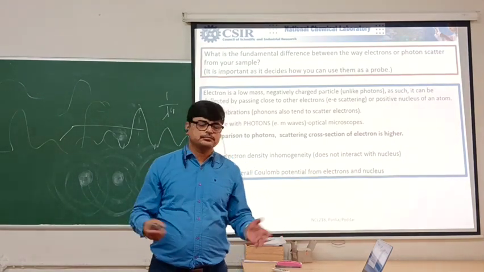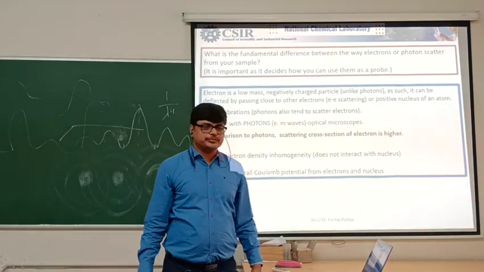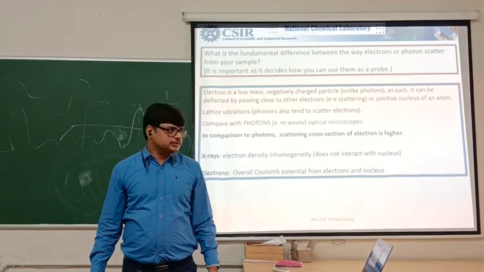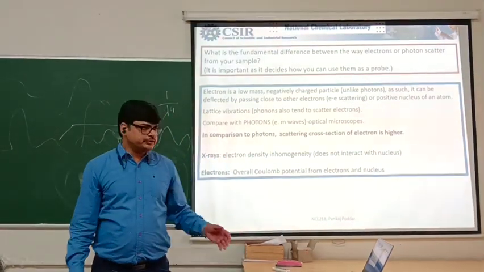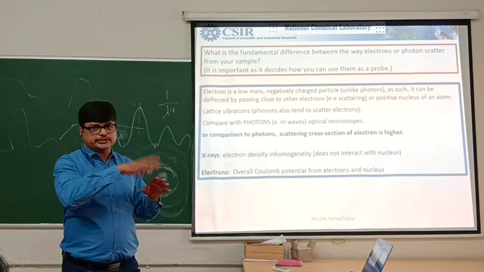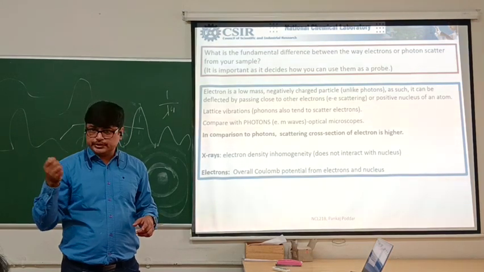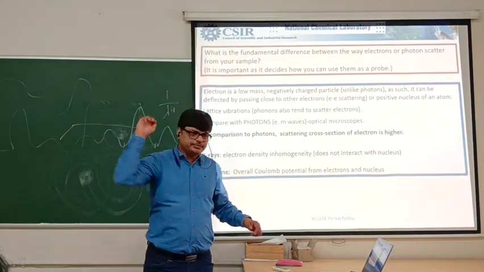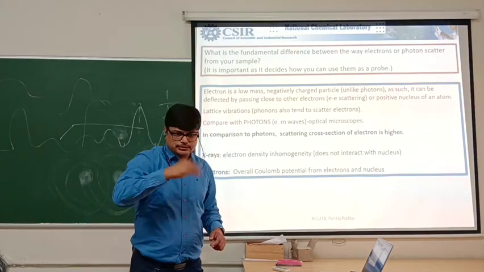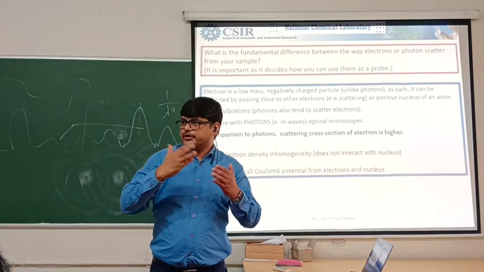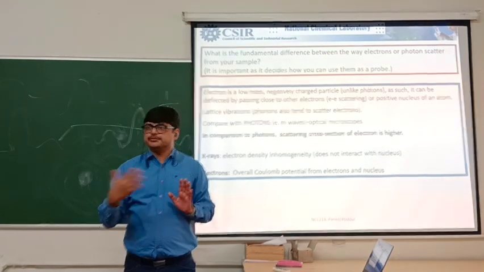So what are phonons? Phonons are basically, the easiest way to explain: you know these fans, with that mesh, the iron mesh, right? If you take a stick and beat one side with it, it resonates, it starts vibrating, and the vibration propagates to the other side. Similarly for phonons.